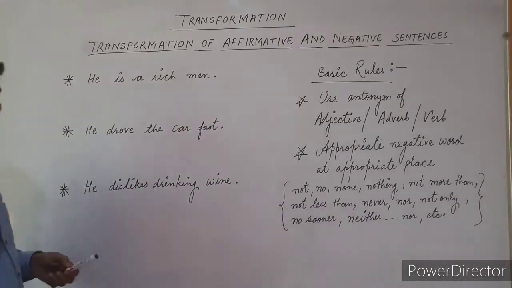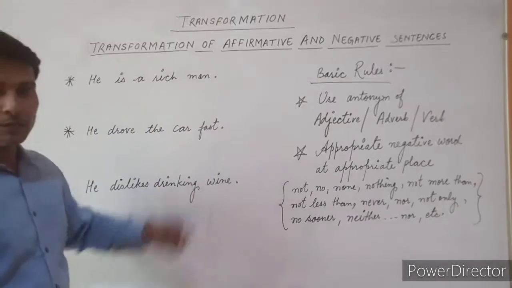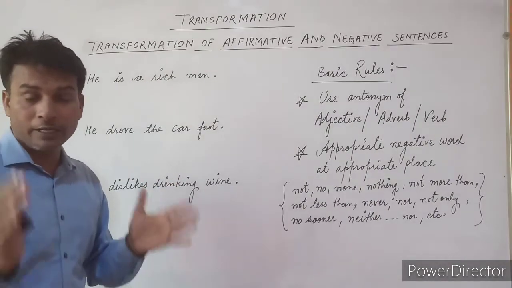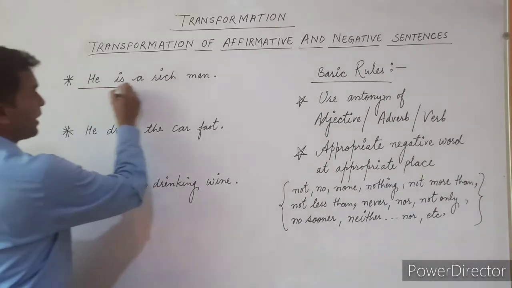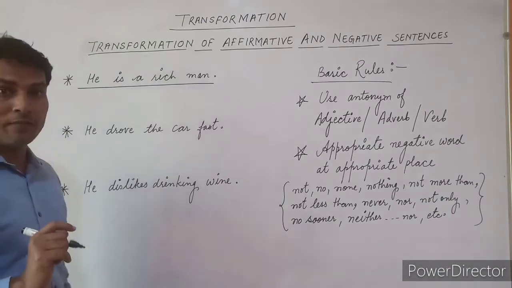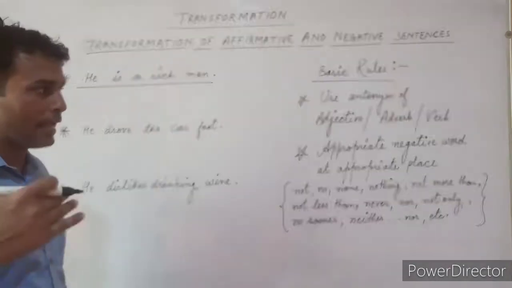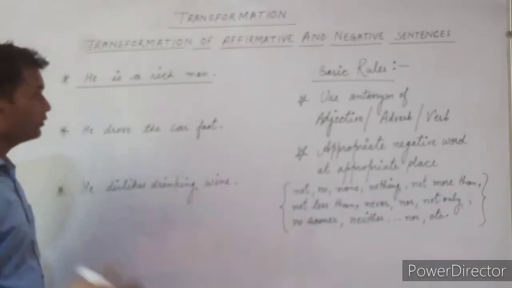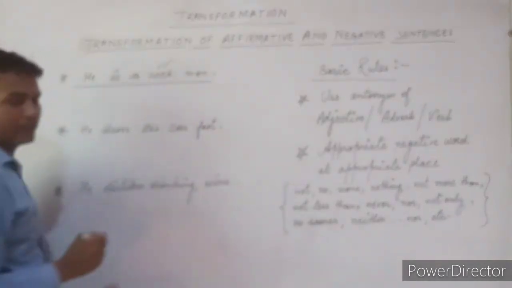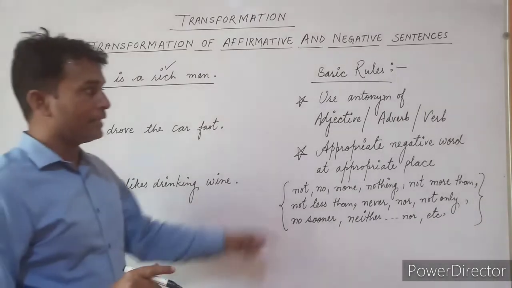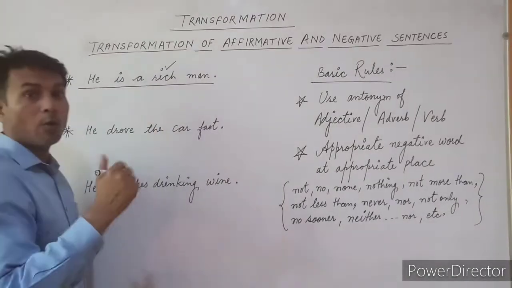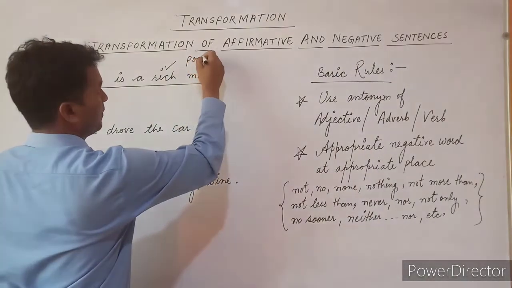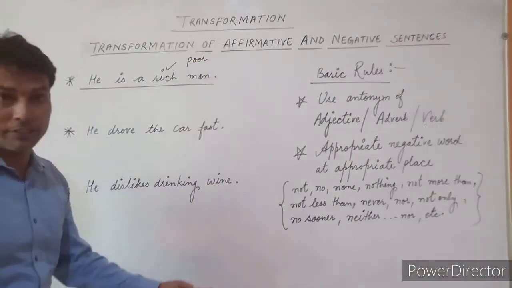The first example is, he is a rich man. So first, read the sentence very carefully and try to understand the meaning. He is a rich man. So first, we need to find out, is there any adjective in that sentence? Yes, of course, rich. Rich is the adjective in this sentence. Right? So now, find out the antonym of rich. The antonym of rich is poor. It's very easy and you all know it.